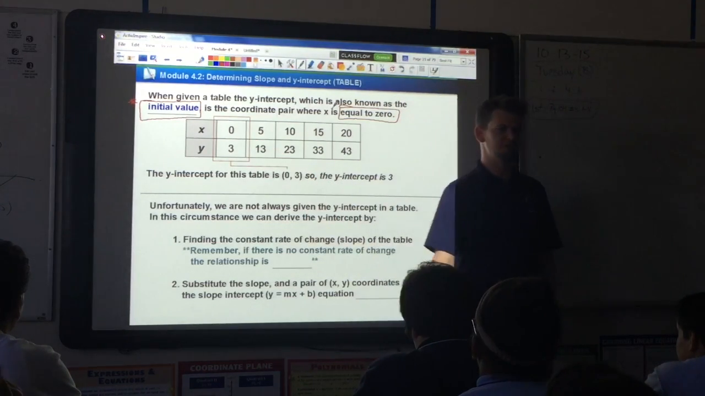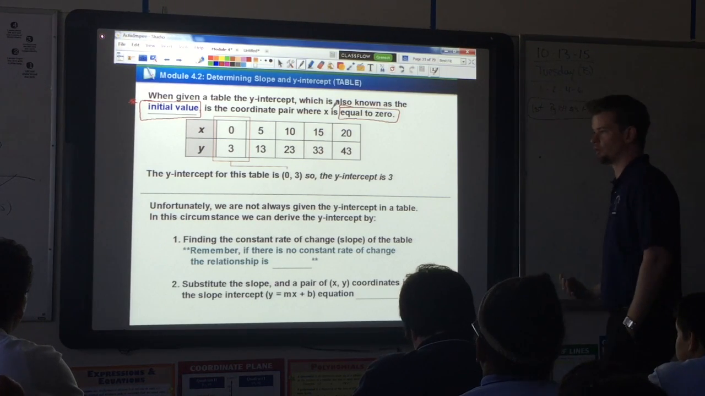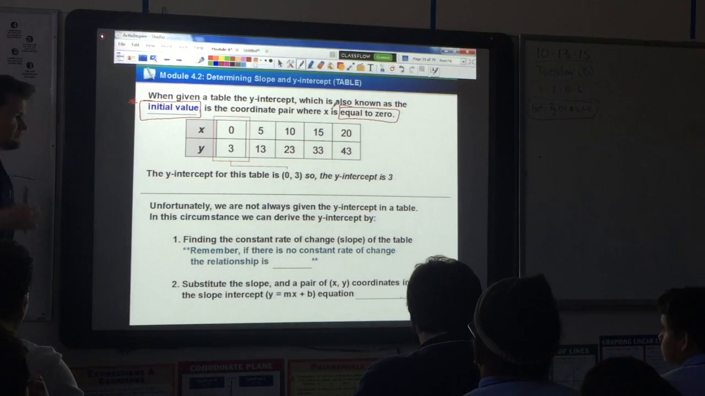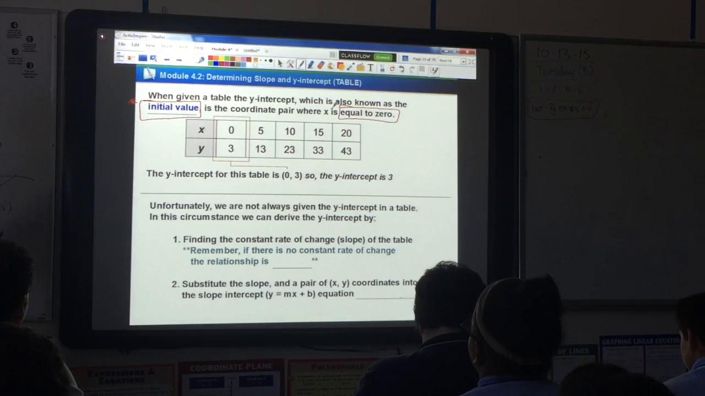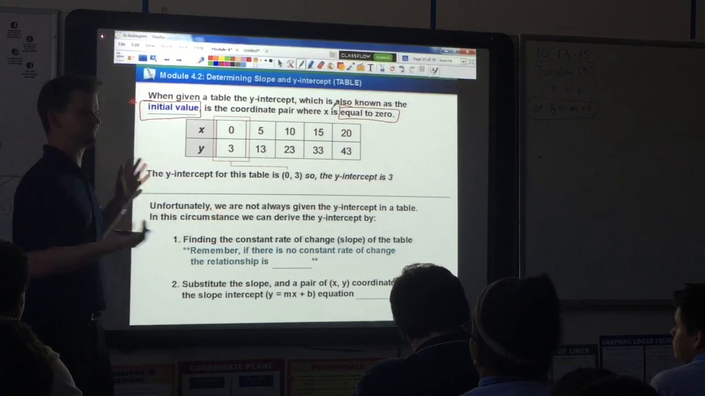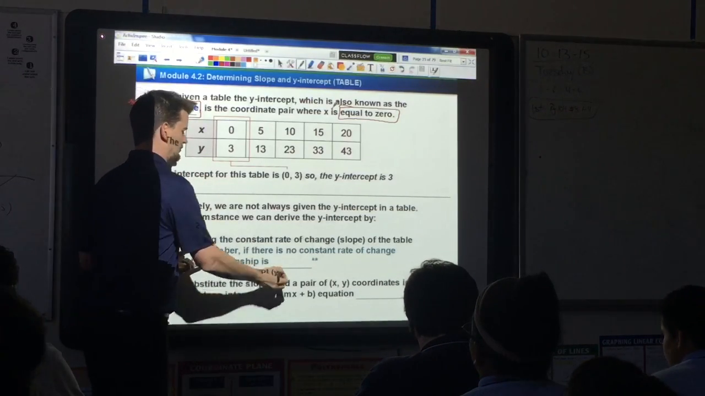Do you think we're always going to be given 0 in a table? No, absolutely not. It'd be nice in a perfect world, but unfortunately we're not always given the y-intercept. If we don't have the y-intercept, it's a 2-step process when given a table to numerically find the y-intercept. The first step, something you already know how to do. Do we know how to find slope from a table? Yes, we've done it before. So the first step is to find slope from a table.